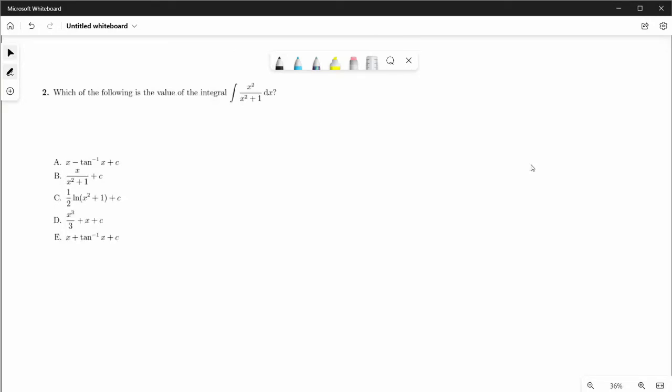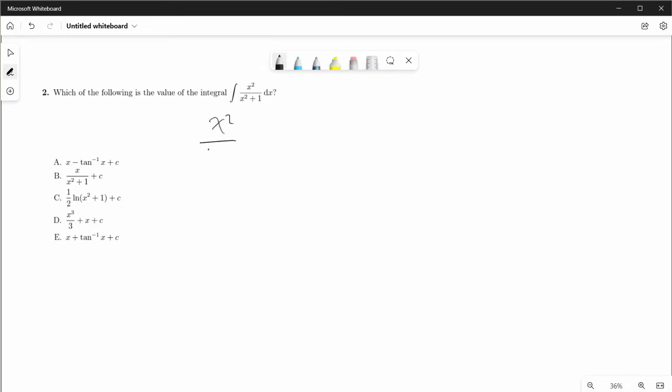For number 2, we're given an indefinite integral, and we're to find just the integration of that. So first, let's do the integration, and then I'll show you how to do this if you don't know what to do. So this will be our first way.